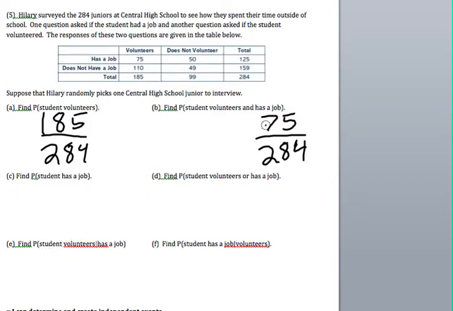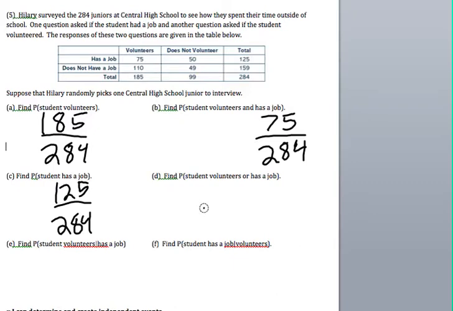Find the probability a student has a job. Well, once again, it doesn't tell us to limit our total, so we know it's out of 284. And then our probability is just going to be all of our people with a job. And we look, there's actually 125 people that have a job. Some of them volunteer and some of them don't, but that's not relevant for this question. It's just that 125 total.